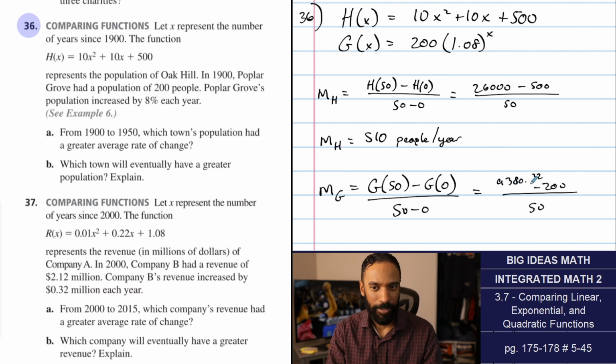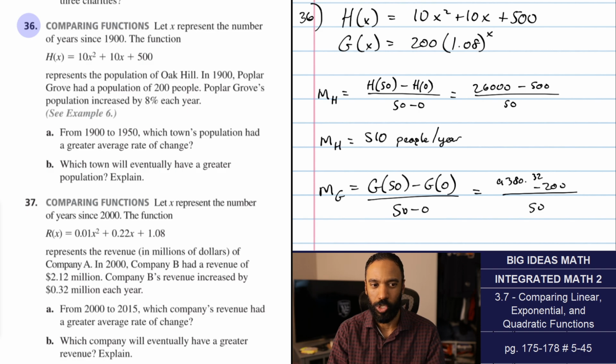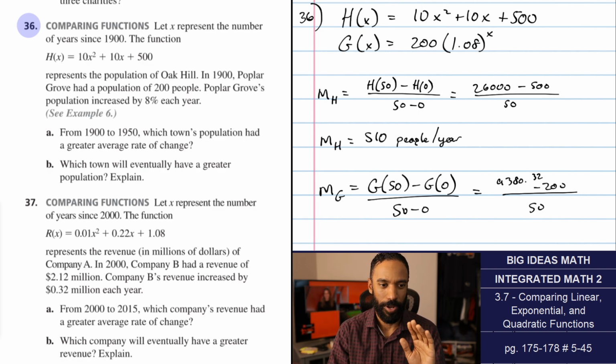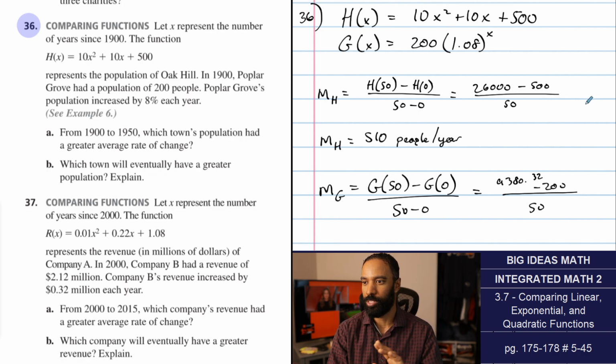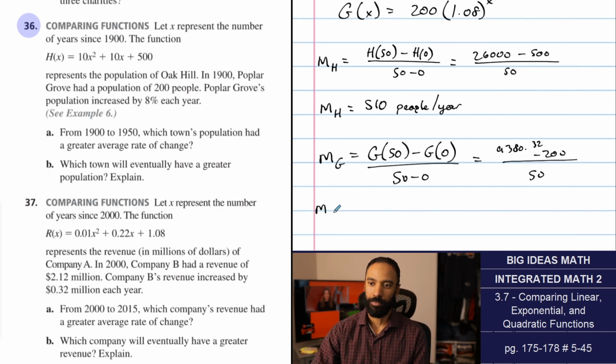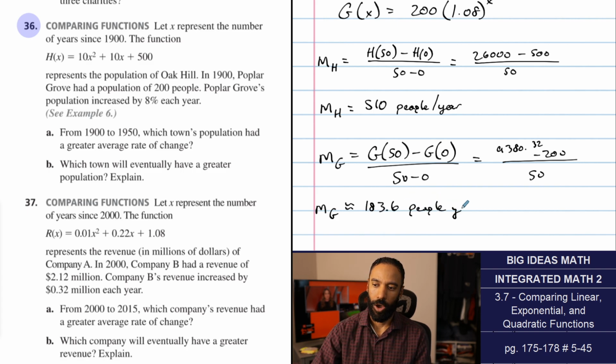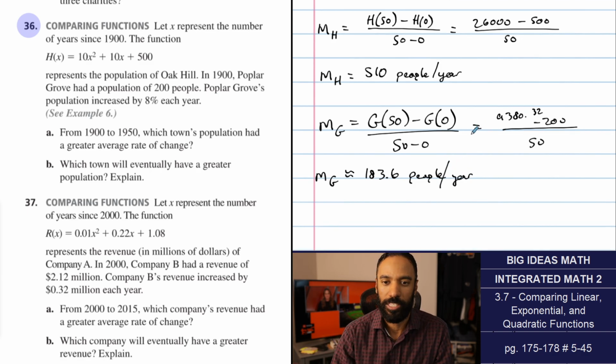Okay, this is a rounded number. It kind of has a lot of decimals, so I'm just doing it to that. I'm going to subtract 200 and divide that by 50. Whoops, not raise it to the 50th power. Divide it by 50. And I'm getting about 183.6. Okay. So, people per year from 1900 to 1950.